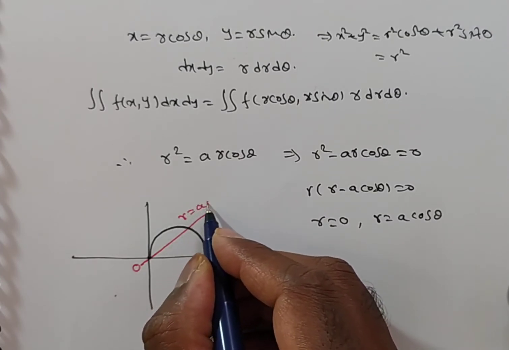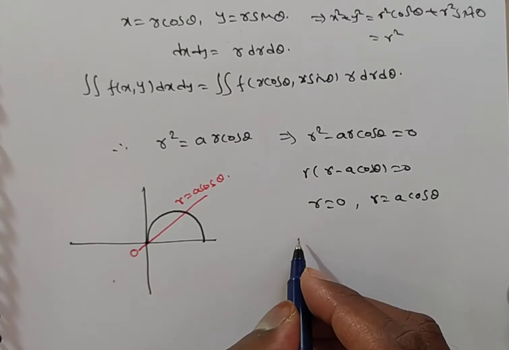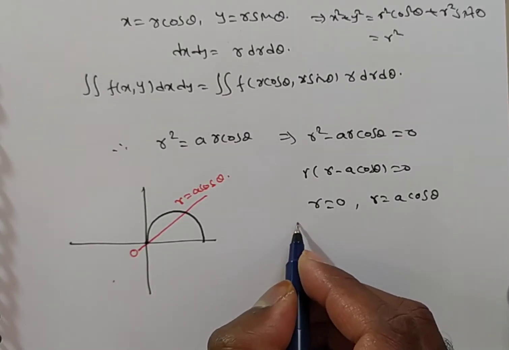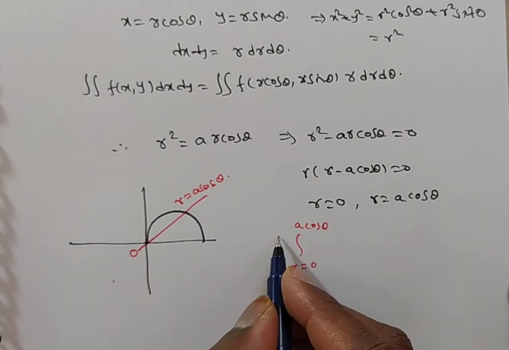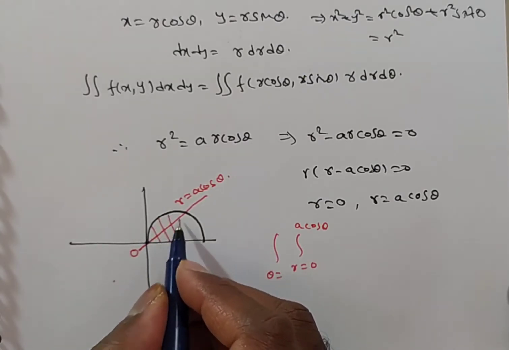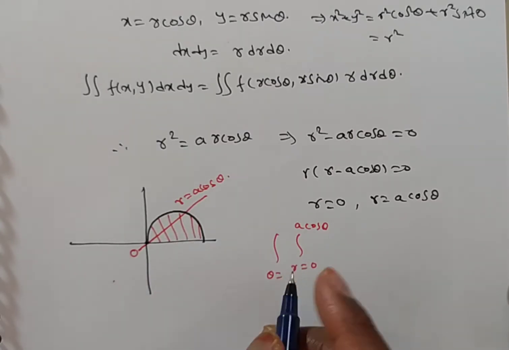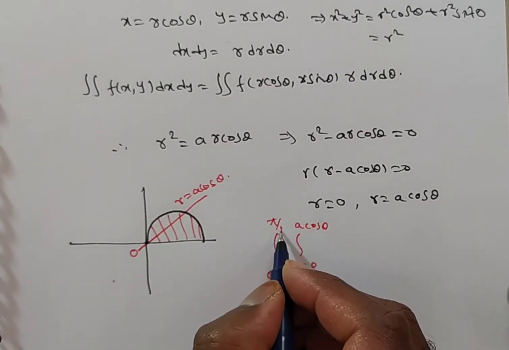r is equal to a cos theta. So the limits of r are r is equal to 0 to a cos theta. And what about the limits of theta? This region is occupied in how many quadrants, you tell me? Occupied in only one quadrant, that is the positive quadrant. So theta is from 0 to pi by 2.